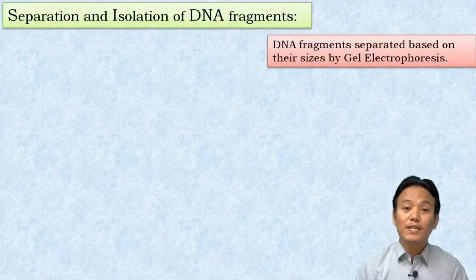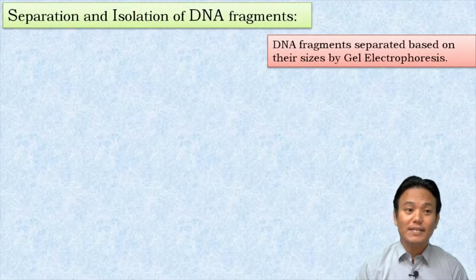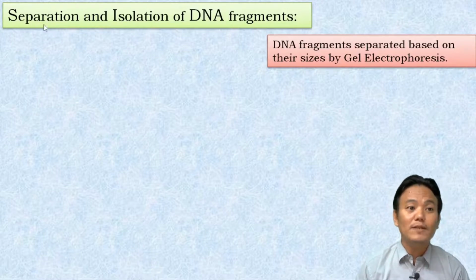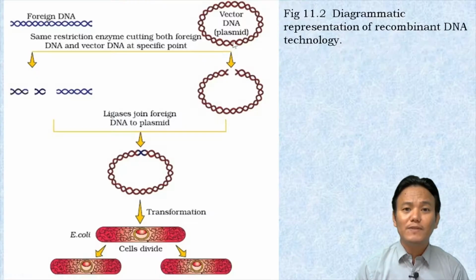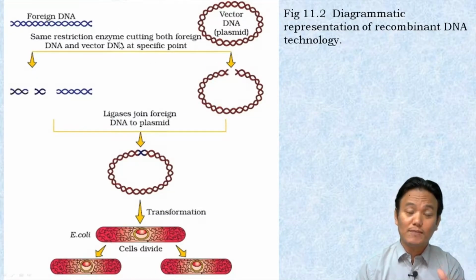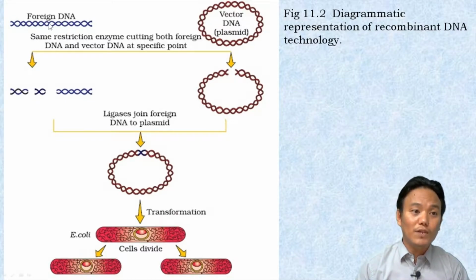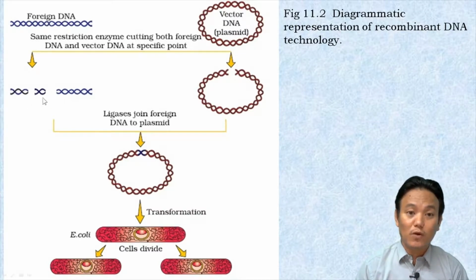In the process of creating recombinant DNA in recombinant DNA technology, there is involvement of other techniques as well. One such example is separation and isolation of DNA fragments. Now, DNA fragments are created when we treat a DNA with restriction enzymes, since restriction enzymes can cleave the DNA molecules. Since they are molecular scissors, they can cut the molecules into small fragments. If you look over here, when we treat this foreign DNA with restriction enzyme, the foreign DNA is cut into these small pieces, these small fragments.